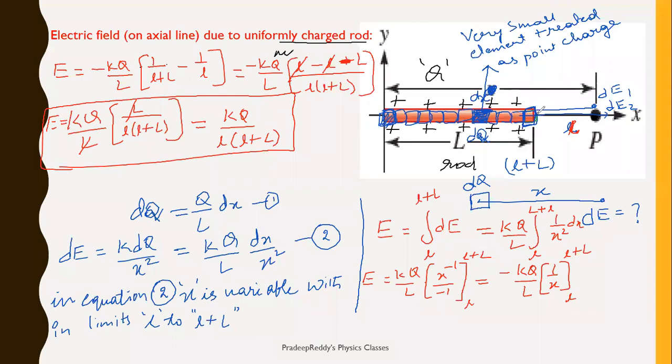If you are finding the field on the right side of the rod, then you can take it as positive. If you are finding the field on the left side, say at this position, then instead of positive you will get negative. That gives you minus K capital Q by small l into l plus capital L. Because of this total rod, the field is directed outward: on the right side it will be to the right, and on the left side of the rod it will be to the left.